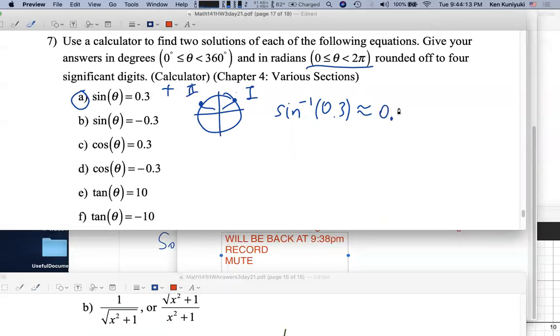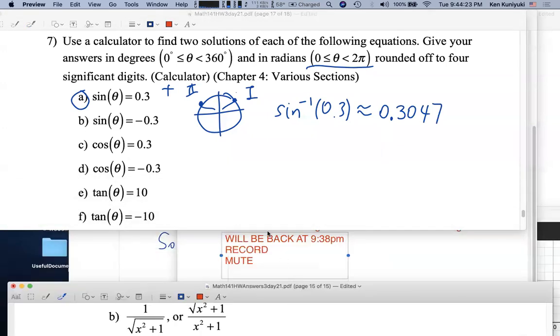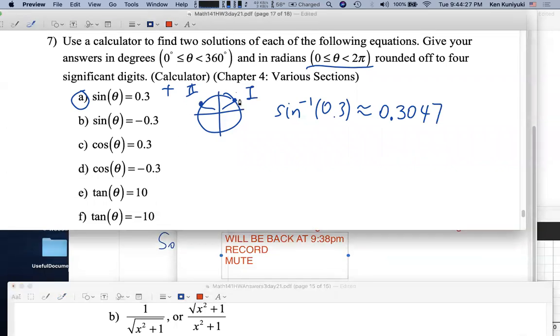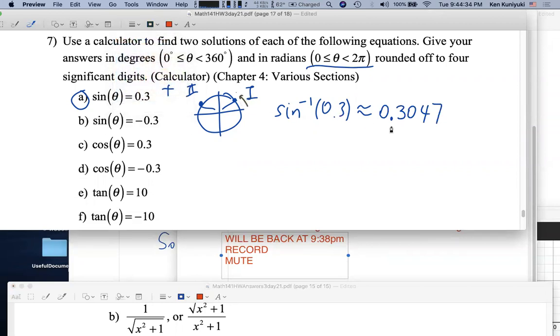You don't need the 0, but 0.3047, right? Yeah, 0.3047. Okay, now that's the acute angle here. That's the acute angle, from here to here, that's about 0.3047.